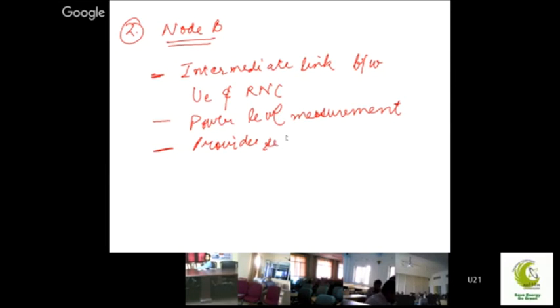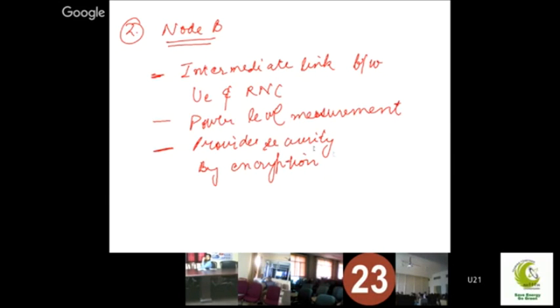It provides security. How does it provide security? By encryption and decryption, so that our signal or our data is not attacked or trapped by the hackers. If the hackers are attacking our data, if they want to catch what we are sending or receiving, then to protect that data, the node B is encrypting or decrypting them.